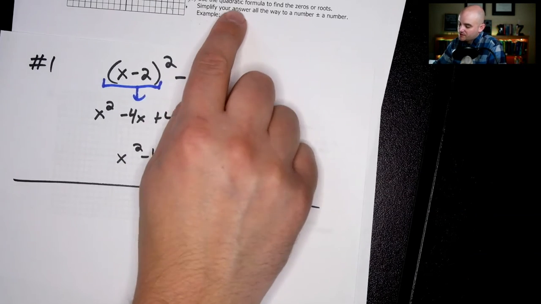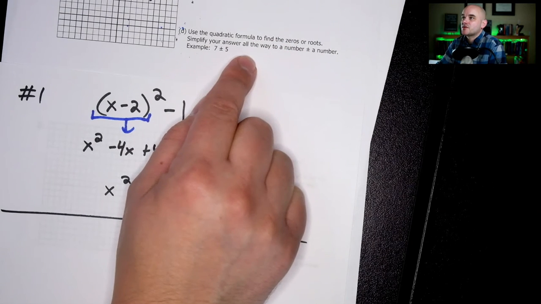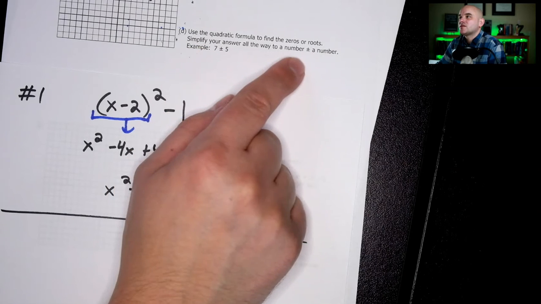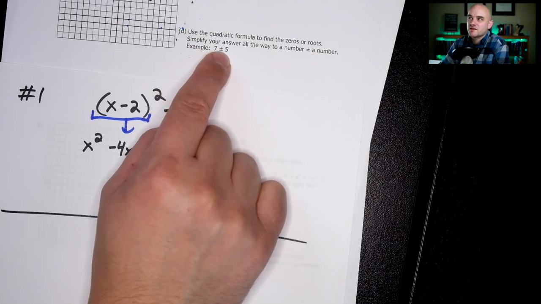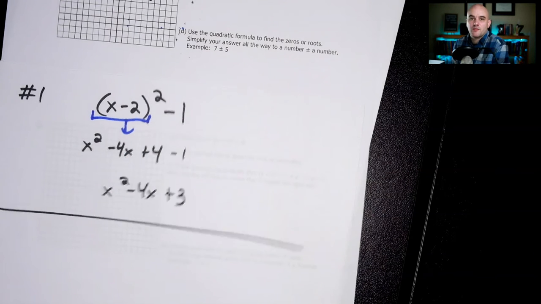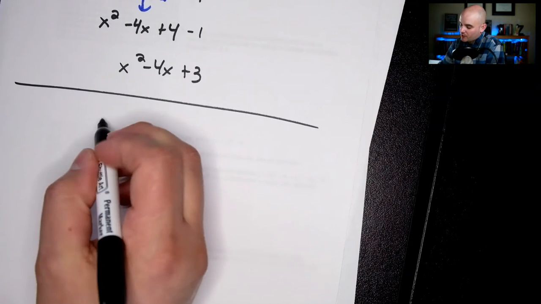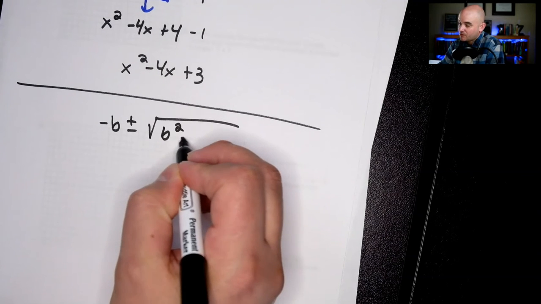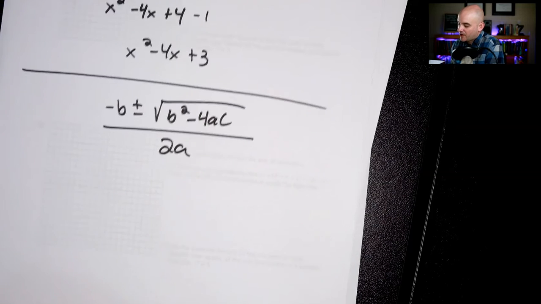Now, it says to use the quadratic formula to find the roots, or zeros, you can call them. And it says simplify it so that it's some number plus or minus another number. For example, your answer should look like something 7 plus or minus 5. So if you don't remember the quadratic formula, remember it is negative b plus or minus the square root of b squared minus 4ac all over 2a, right?